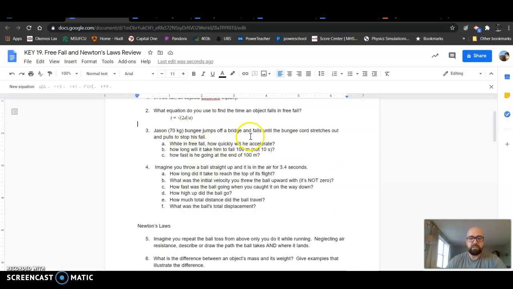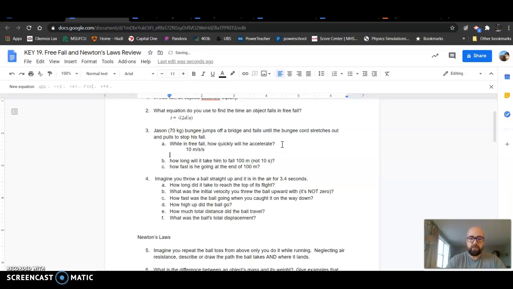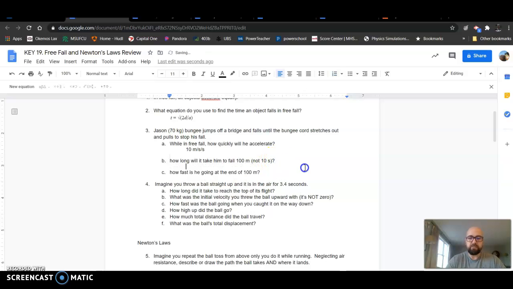So that time equation is very useful when we look at solving things. So here we got Jason bungee jumping. So while in free fall, how quickly will he accelerate? So this is just the standard value, 10 meters per second squared. So then how long is it going to take him to fall 100 meters? I put that the answer is not 10 seconds in there because that was what some people were making the mistake about. But so here's where I would use this formula from up here. So I'm going to copy and I'm going to paste this. So if you know to use that formula, this becomes pretty straightforward.